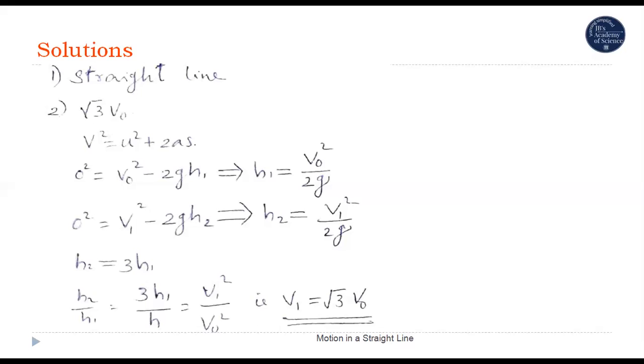tripling the height, let h2 be the height, let v1 be the initial velocity required, then h2 is equal to v1 square divided by 2g. And we know that h2 is equal to 3 times h1. Now find the ratio of h2 and h1. h2 by h1 is equal to 3h1 divided by h1, that is v1 square divided by v naught square. That is v1 is equal to root 3 v naught.